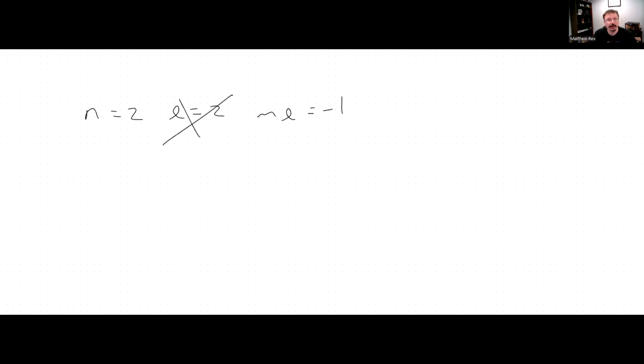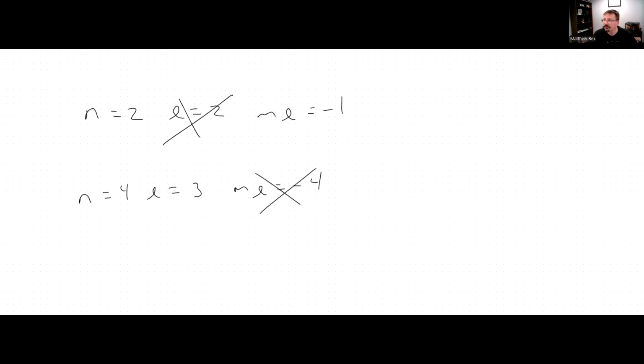N equals 4, L equals 3, M sub L equals negative 4. N is 4, so possible L's are 0, 1, 2, 3. That's okay. L is okay. But for M sub L, possible values are negative L to positive L. So we can go from negative 3 to positive 3. We couldn't have a negative 4. So that one's out for that reason.